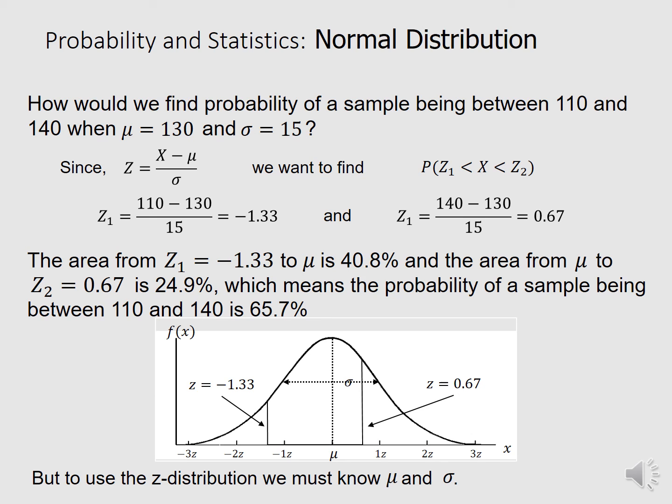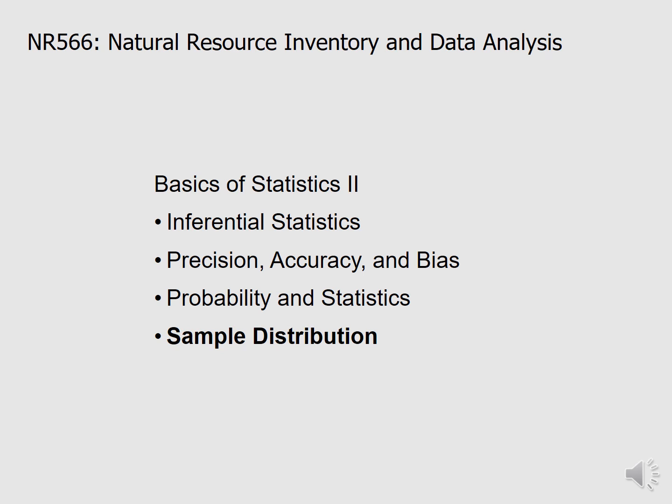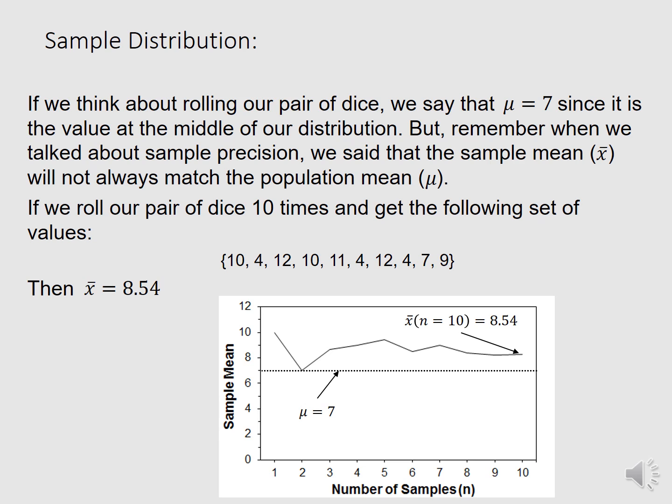However, in order to use the z-distribution to determine these probabilities, we have to know the population mean and standard deviation. Now we will take a look at how we can take this probability theory and apply it to sampling.